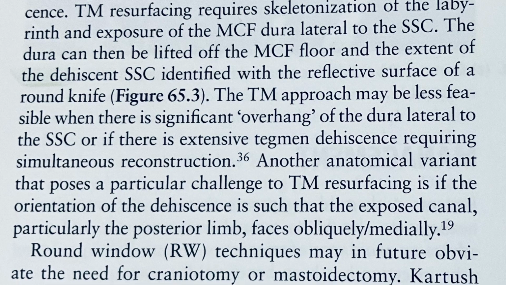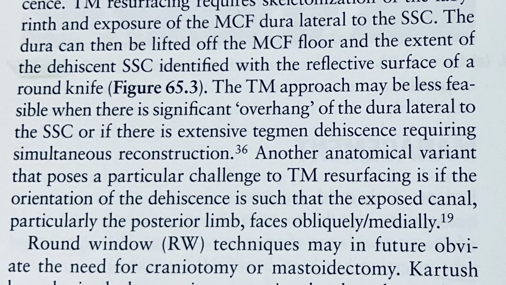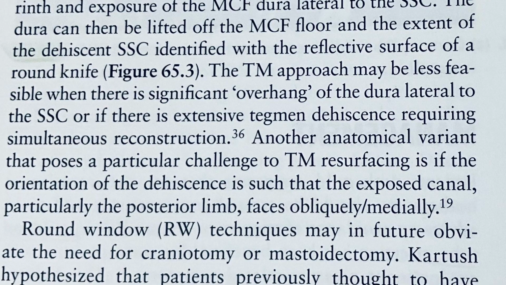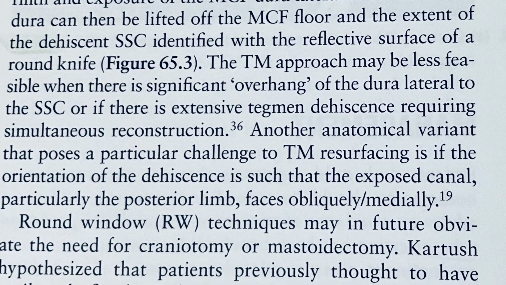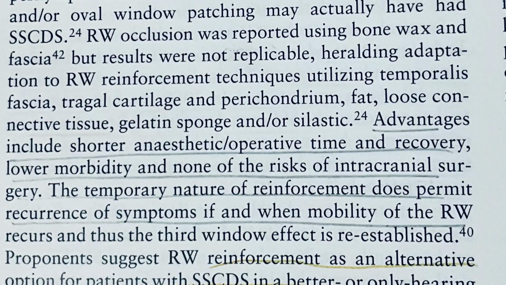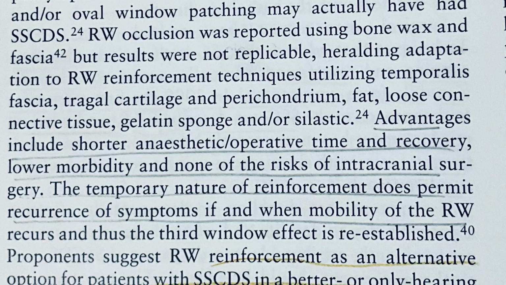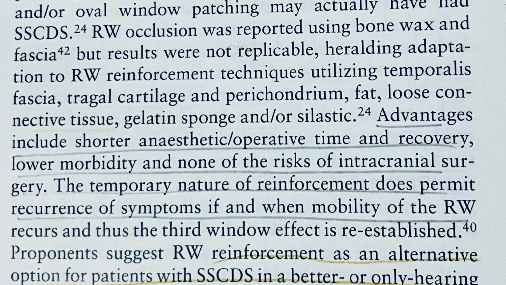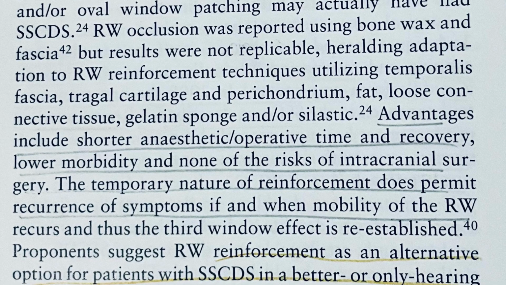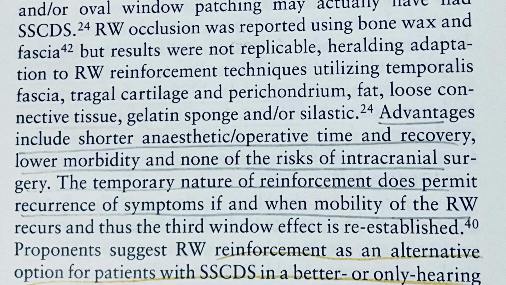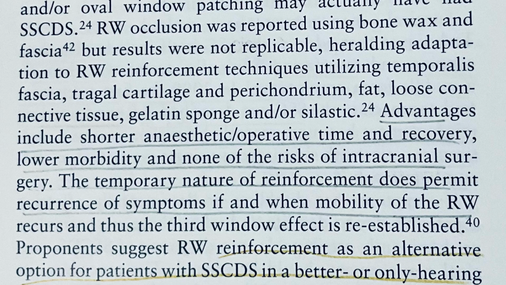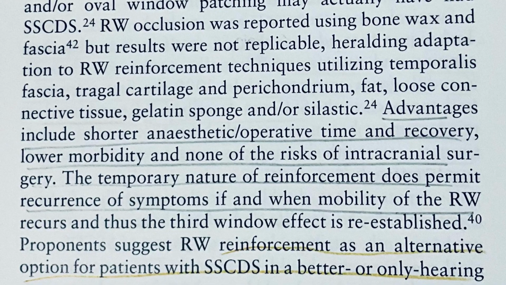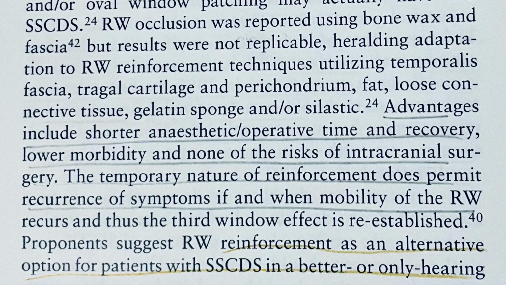Next, round window reinforcement. This technique addresses the abnormal transmission of sound energy through the inner ear by reinforcing the round window membrane. Materials like fascia, gel foam, or collagen matrix are placed over the round window to dampen the abnormal vestibular responses. Round window reinforcement is often used in combination with other surgical techniques to enhance symptom relief, particularly for patients with severe hyperacusis or sound-induced vertigo.